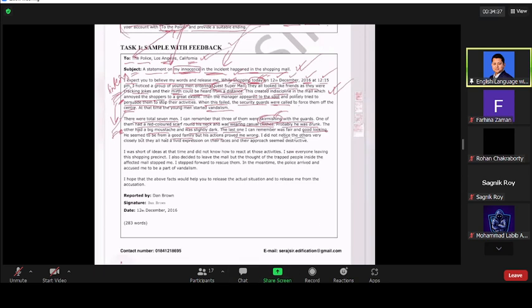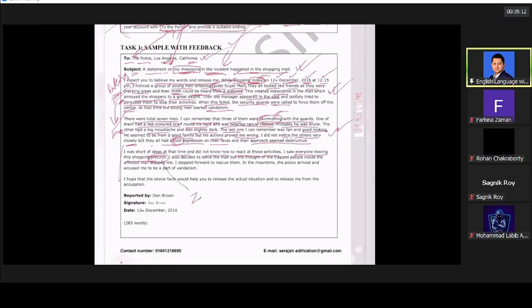I did not notice the others very closely, but they all had a livid expression on their faces, livid, angry, and their approach seemed destructive. So here the second bullet point also done without any connective devices. Now, finally, we are going for the third bullet point, your role in the incident, the reflective one. I was short of ideas at that time and did not know how to react to those activities. I saw everyone leaving this shopping precinct. Okay, precinct means shopping zone or area. Remember, precinct is a nice word.